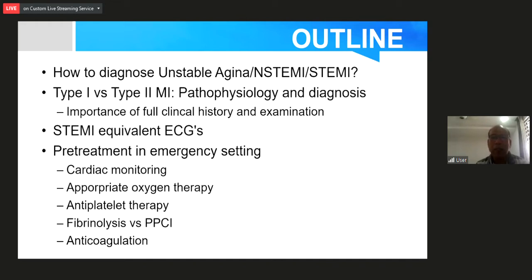Okay. Then if you talk about myocardial infarction, actually, there will be two types. We discuss type 1 versus type 2.